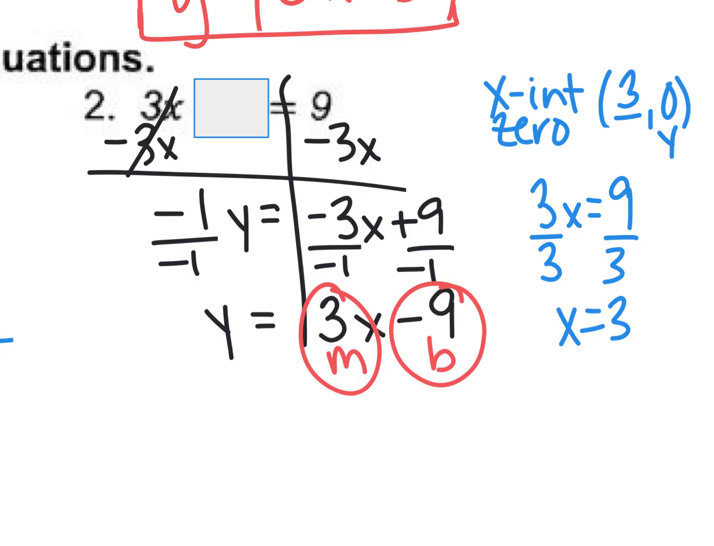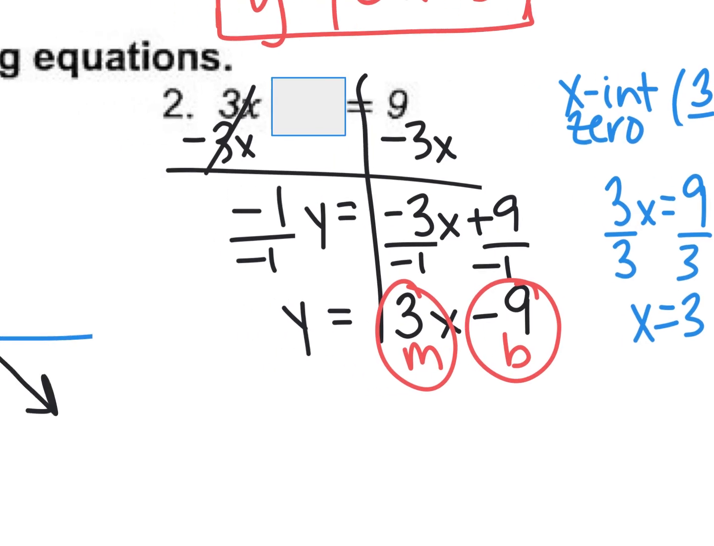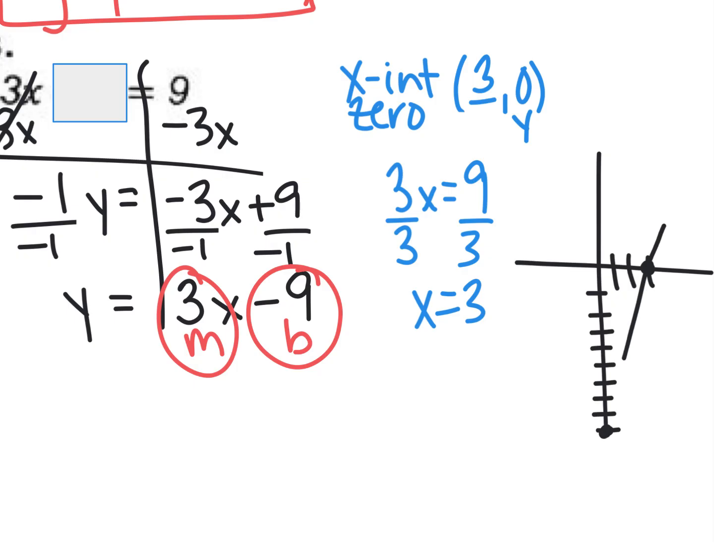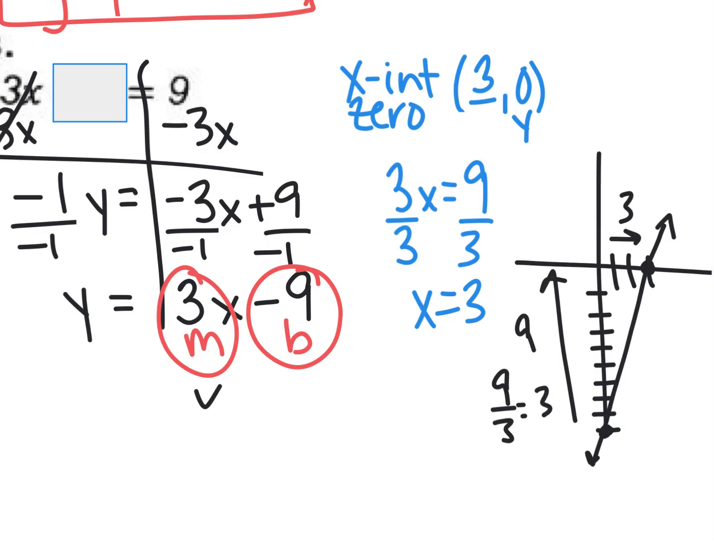So you could draw a picture for that one if you liked as well. Do we have space to draw a picture somewhere? Maybe over here? Wherever you have space. So what does this look like? Well, on my x, I'm at 3. On my y, I'm way down here at 9. 3, 4, 5, 6, 7, 8, 9. And I could go up 9, over 3. 9 over 3 is 3. There's my slope. So you can draw your picture either way.